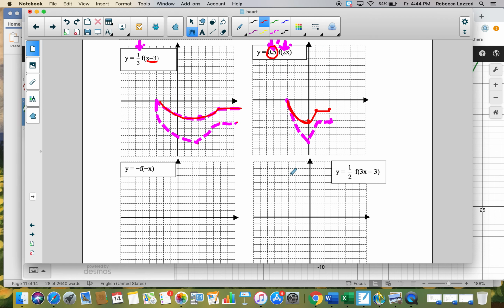All right, now we're on this one. This means to rotate it over the y-axis and change your x's this way. This negative means whatever was up here goes down here, whatever was down here goes up here. The ones on the outside flip it vertically, on the inside flips it horizontally.